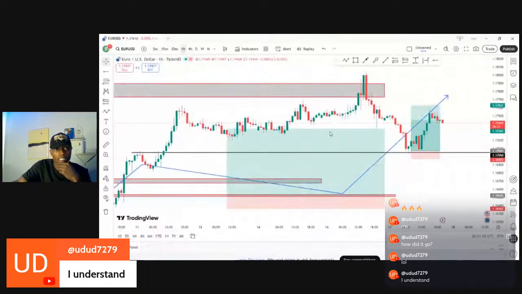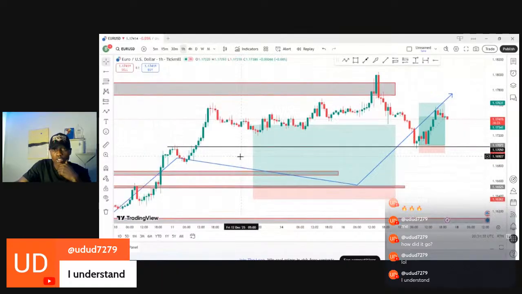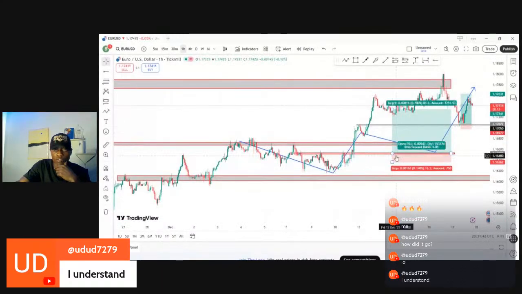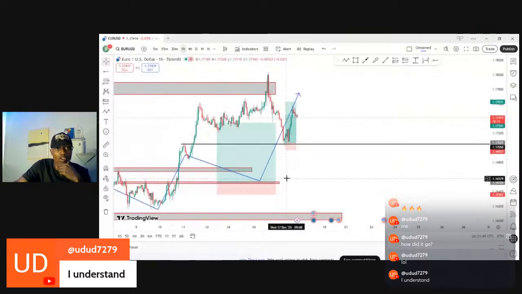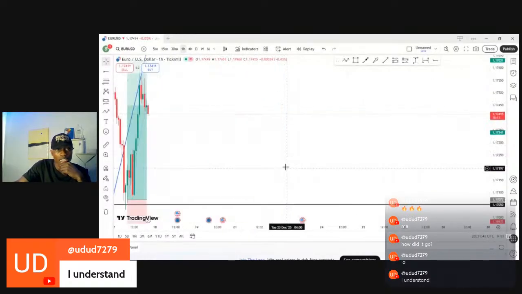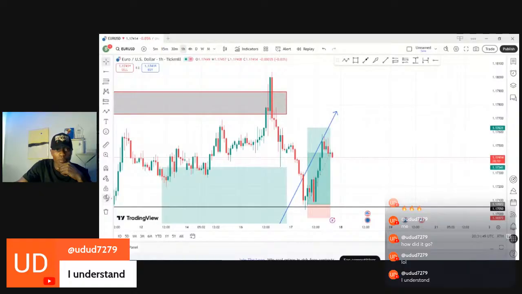So this is it here. That day that I did analysis on Sunday, in my mind I thought the market would come to this particular support level before it moves to the upside. But unfortunately, the market did not come to that support level. But today, immediately I came on my chart during London session, I saw that the market is on this particular support level. This is it here.